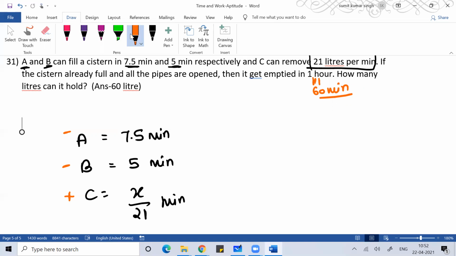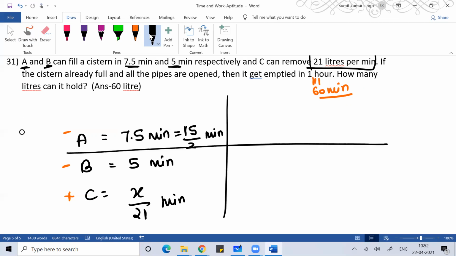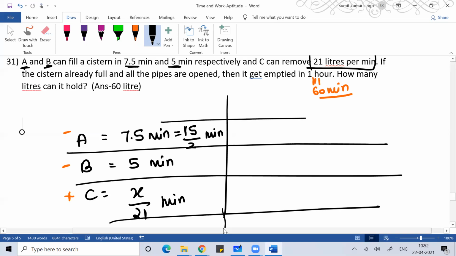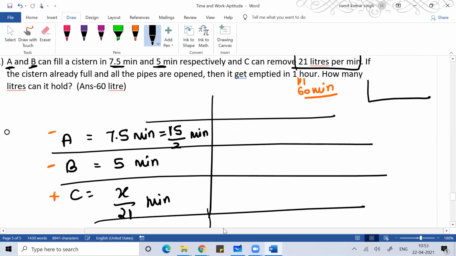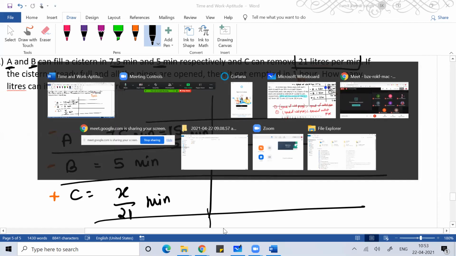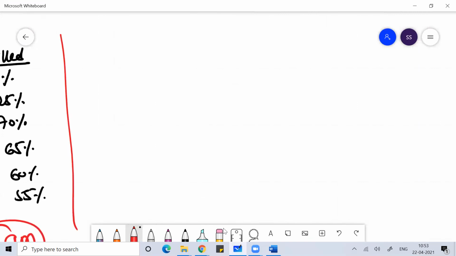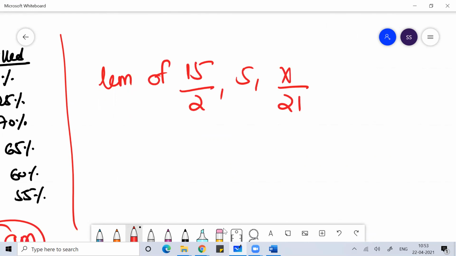Now I'll define the work. In what context will I define the work? I'll define the work as an LCM. So 7.5 minutes, now I want the LCM. Better I can write 7.5 minutes as 15 by 2 minutes. So now I'll take the LCM of 15 by 2, 5 and x by 21, in order to solve the problem.